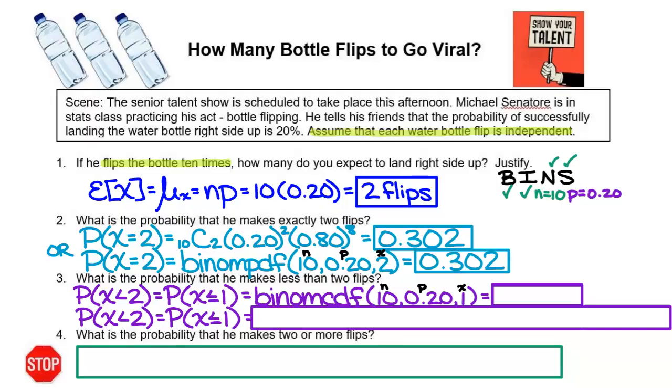So how would I know when to use binom PDF and binom CDF? That's a great question. Binom PDF is when I want X equal to something, no inequalities. I want the probability of one event. CDF is when I have a less than or equal to. I want the cumulative probability. I want it to take several probabilities and put them together.